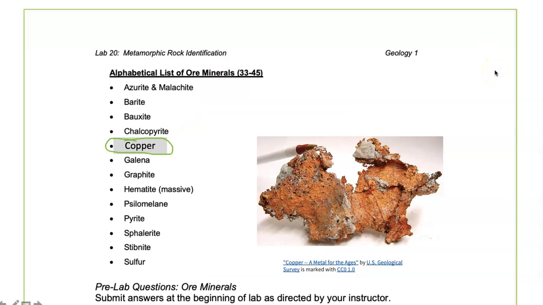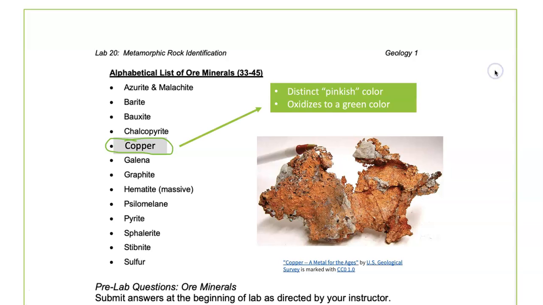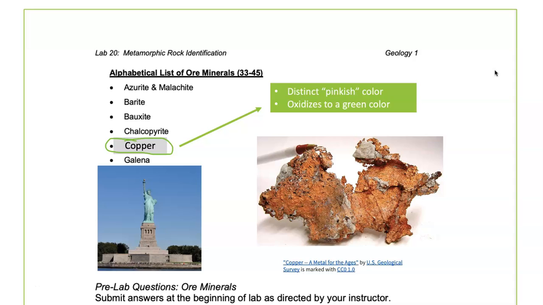Next, we move on to copper. Copper has that very unique pinkish color. I'm not sure if you would call it pink or salmon or orange, but it has a very distinct color among the ores. Copper oxidizes to a green color, as you can tell when you look at the Statue of Liberty. The Statue of Liberty is made of copper, and it used to be copper colored. It is now green because that copper has oxidized.